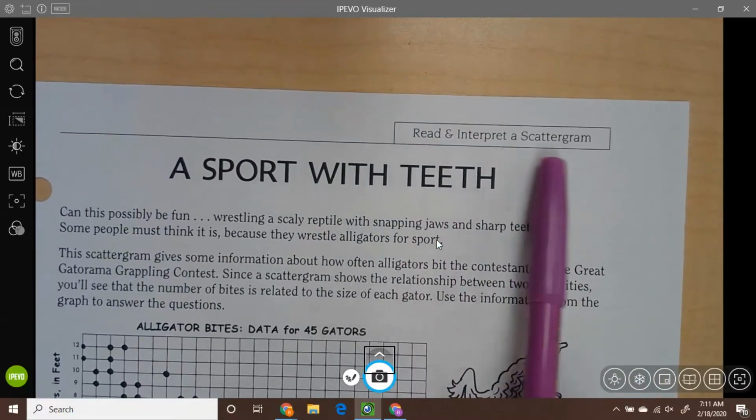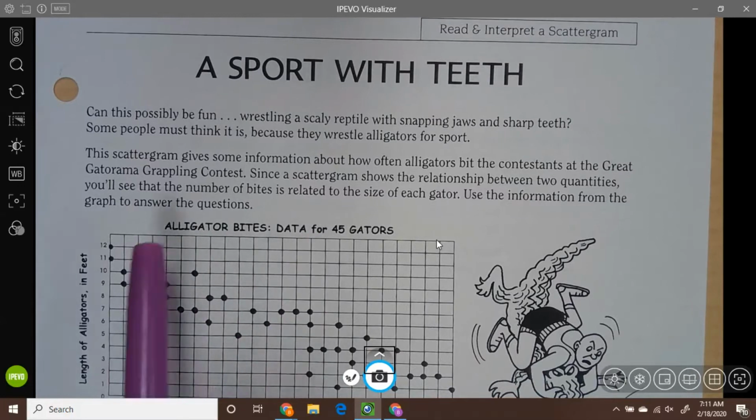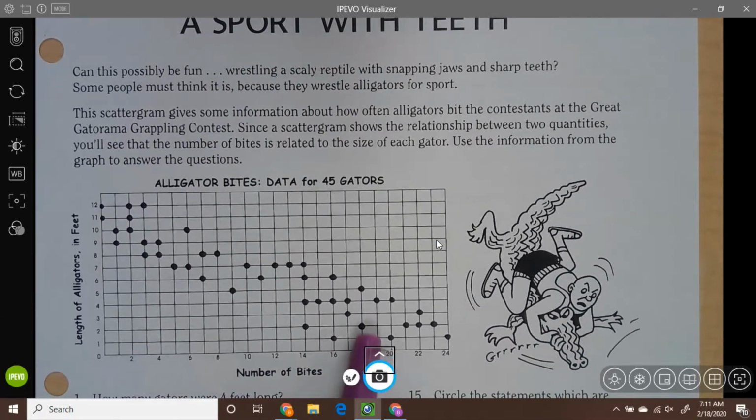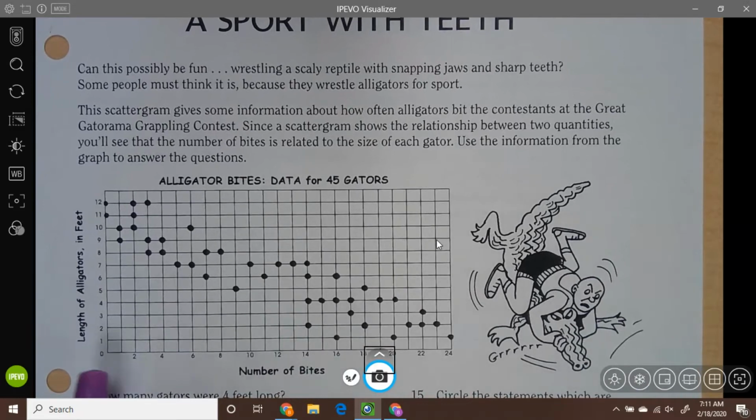Here, you should have the page that says Read and Interpret a Scattergram. These are alligator bites and the data for 45 gators. Here's the number of bites. If you had a dot right here, this would be 14 bites. And this is the length of the alligator in feet. So this is a 2-foot alligator that bit 14 times.